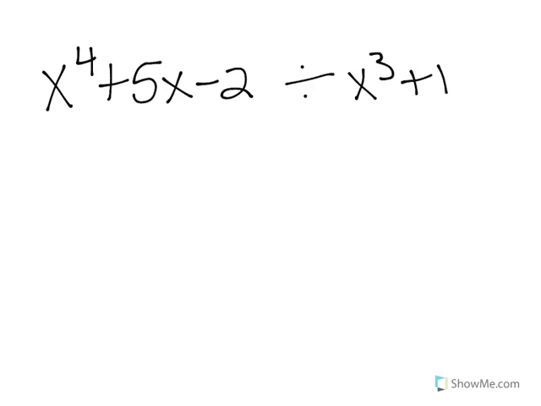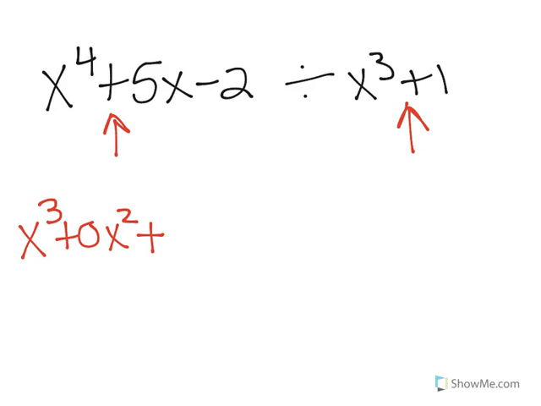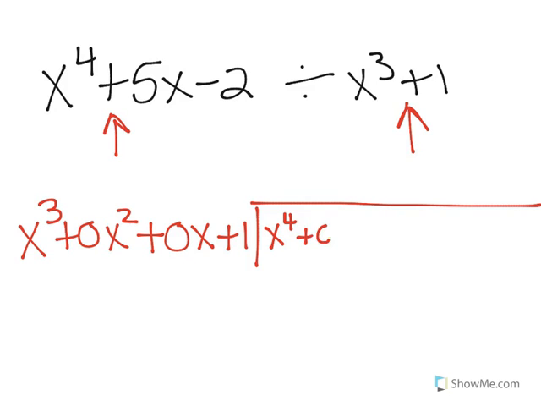Now, the only other thing I want to say is if you were given a problem that said, okay, how about x to the fourth plus 5x minus 2, and then we divide it by x to the third plus 1. Well, not only do you need a couple placeholders here, but you also need one in the divisor, so that might happen. So if I were to set this up, my divisor would be x cubed plus 0x squared, and I need one more, plus 0x plus 1. That's my divisor, and then my dividend would be x to the fourth plus 0x to the third plus 0x squared, and then I have my plus 5x minus 2.